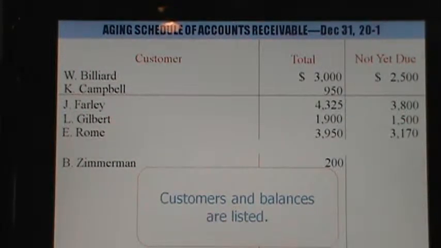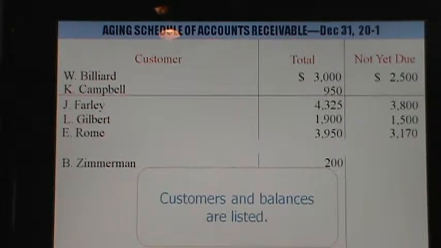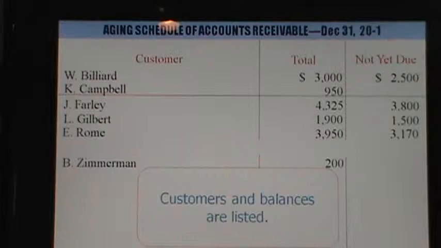So here's what, and this is in your books as well, so you might want to look in there because it's going to be a chunked up slide-by-slide version. This is the first part. You have the customer name, the total that they owe, and then a column that says it's not due yet. So whatever services have not quite reached the 30 days yet. So you see W. Billard up there. He owes a total of $3,000, but $2,500 of that was just billed. So $2,500 isn't due yet. K. Campbell right there, he owes $950, and all of that has been due at some point. So you can go look through the rest of those.